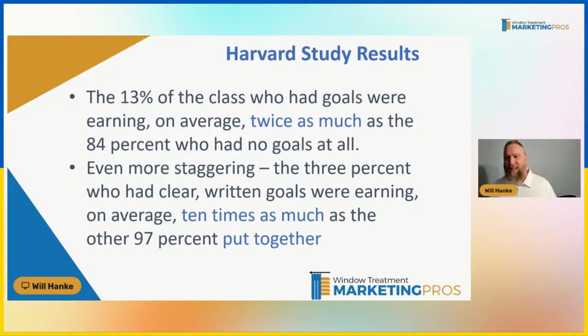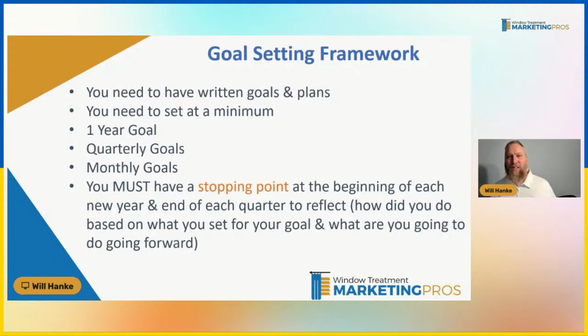The results are pretty crazy. The 13% that had the goals kind of in their head, but hadn't written them down or had a clear vision on how to get there, were on average making twice as much as the 84% who didn't have any kind of plan. And then the 3% who had clear written goals were making 10 times as much as the other 97% put together. Amazing, amazing study. And just getting that stuff down on paper and having it in front of you as a reminder really does do some things in your head and gets you on track, which is pretty awesome.